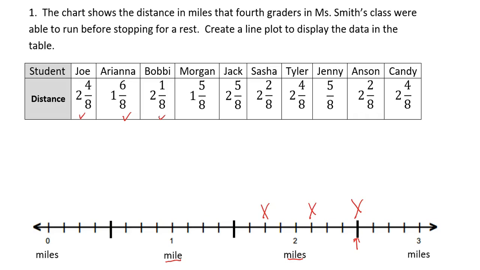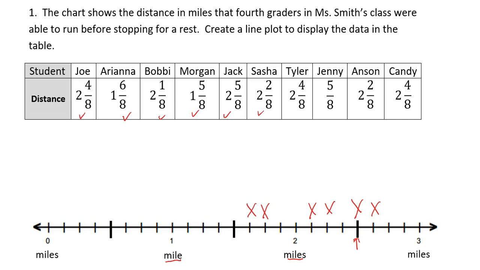Morgan ran 1 5/8. So I'll start at the 1-mile marker, go halfway to 4/8, and then one more mark would be 5/8. Jack ran 2 5/8. So I'll start at the 2-mile marker. I know that the halfway point is 4/8, so I'll just go 1/8 past that. Sasha ran 2 2/8. I start at the 2-mile marker. I just hop over 2/8.